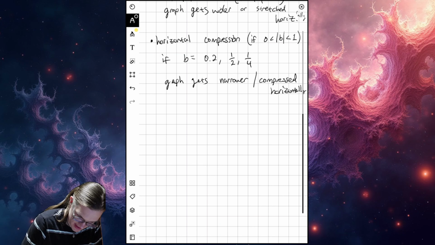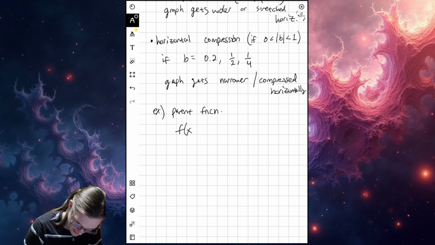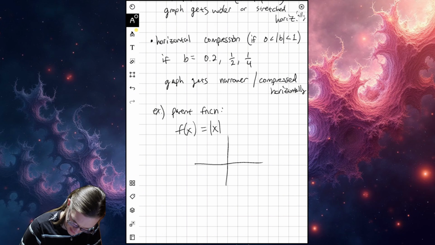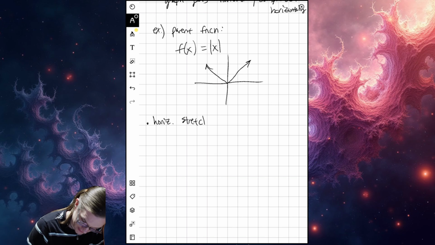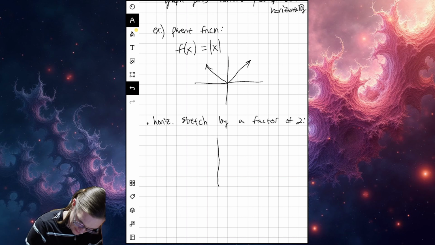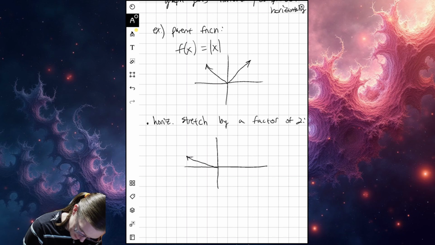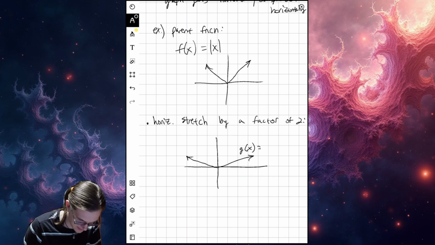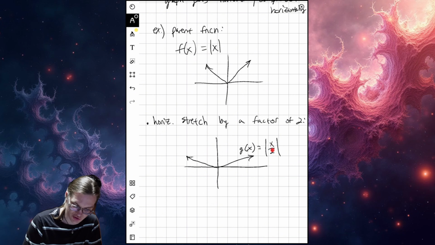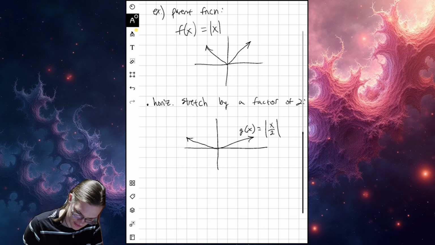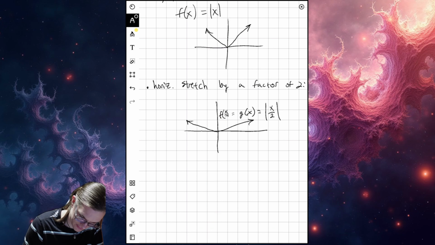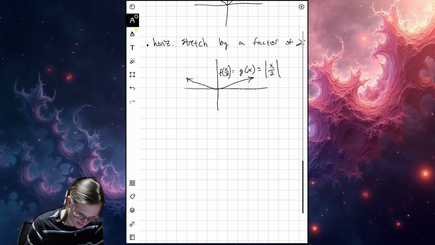So we'll do an example of that. We're going to use the parent function again of f of x equals absolute value of x. So that's what that looks like. If we do a horizontal stretch by a factor of 2, then the result will be a graph that now looks like this, right? That'll be g of x equals absolute value of x over 2. So remember, if it's x over b, our factor is 2. If you replace x with x over 2, you could also think of this as f of x over 2, but we're just making a new function called g of x. Okay, it's going to get flattened like that.